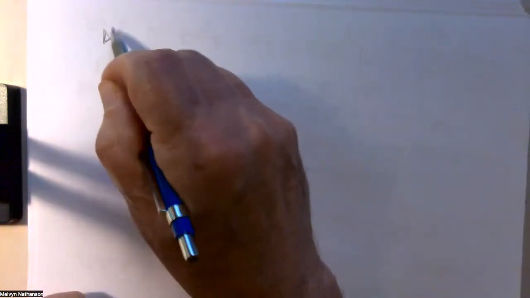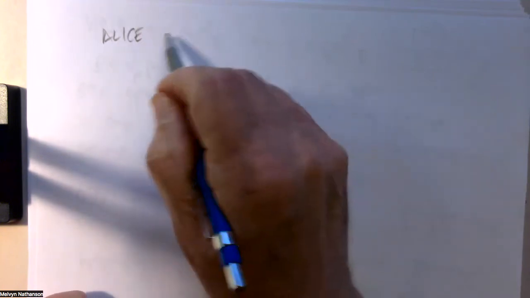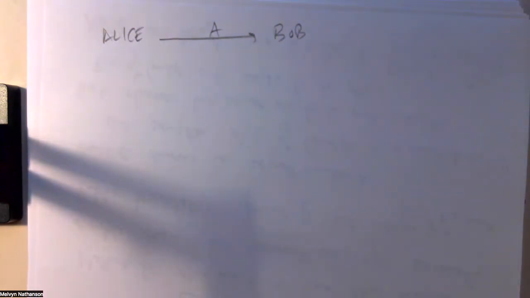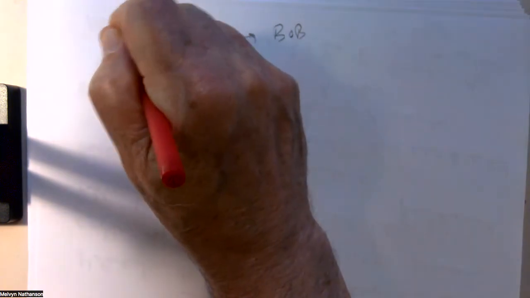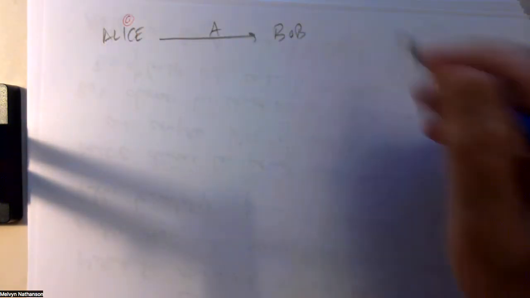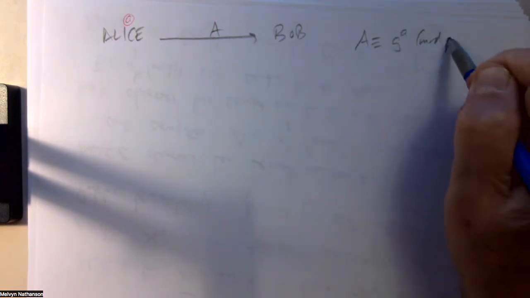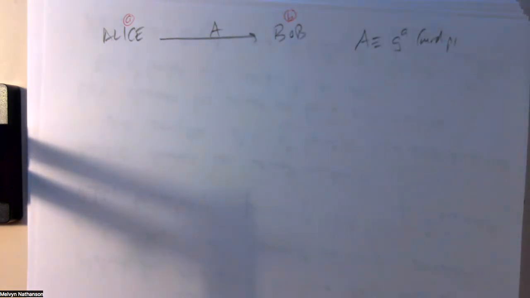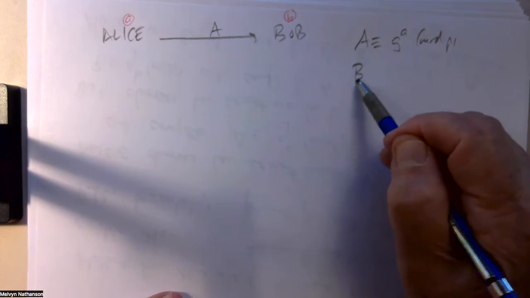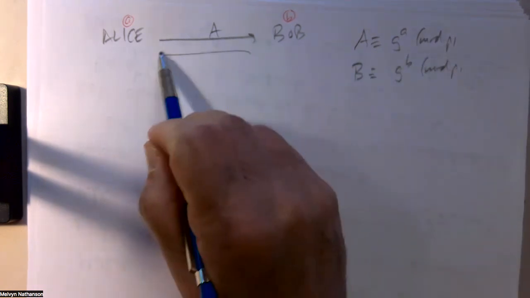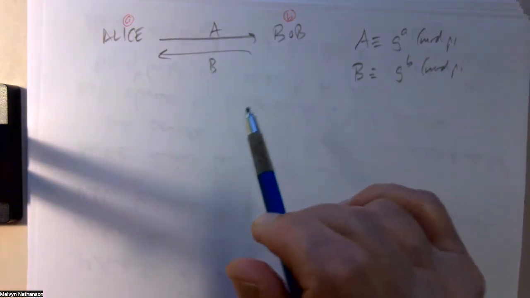Again, here we have Alice. She sends a message capital A to Bob, which is based on her secret number, little a. A is congruent to g to the a mod p. Bob has a secret number b. He computes capital B, which is g to the little b mod p, and sends B to Alice.